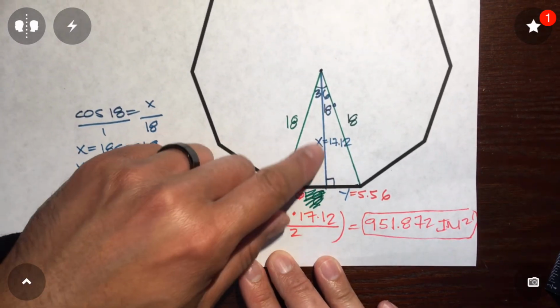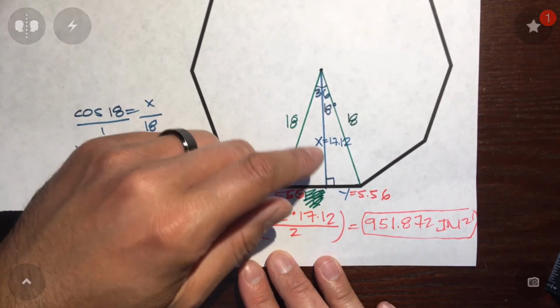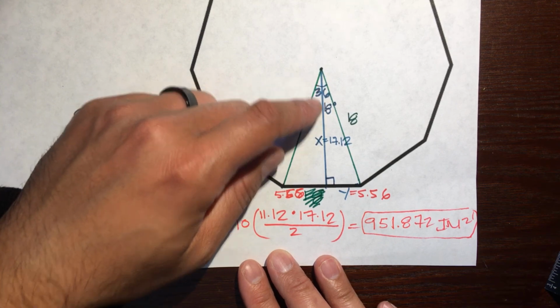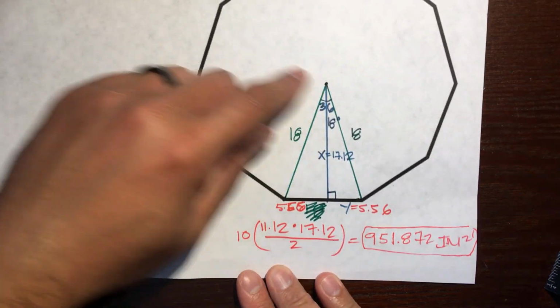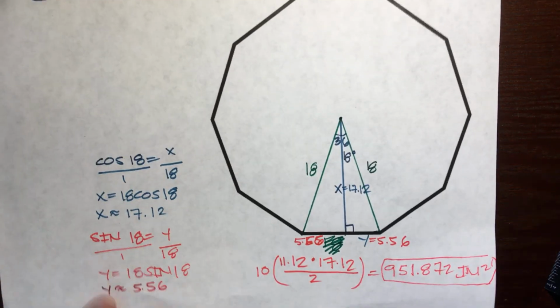All right, so that is how you find the area of any regular polygon. Find the area of one triangle, use sine, cosine, and tangent to find the base and the height, or whichever one you're missing, and then multiply it by the number of triangles that fit inside. All right, there you go.